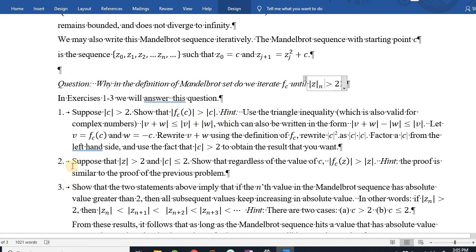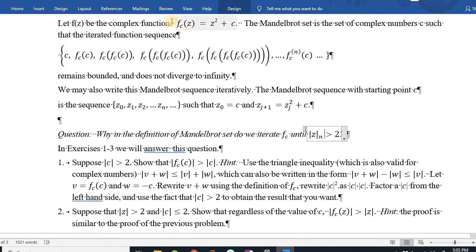Second thing that's proven is the supposition now is that the absolute value of z is greater than 2, but the absolute value of c is less than or equal to 2. All right, so it's different from this one. In this case, c was greater than 2. Now, in this case, z and c are different. You notice when you do the Mandelbrot sequence, when you apply the function successively, when I apply fc here, I'm not applying it to c, I'm applying it to another complex value. But this is still a complex value that I could write as z. Okay, so fc of z is applicable here.